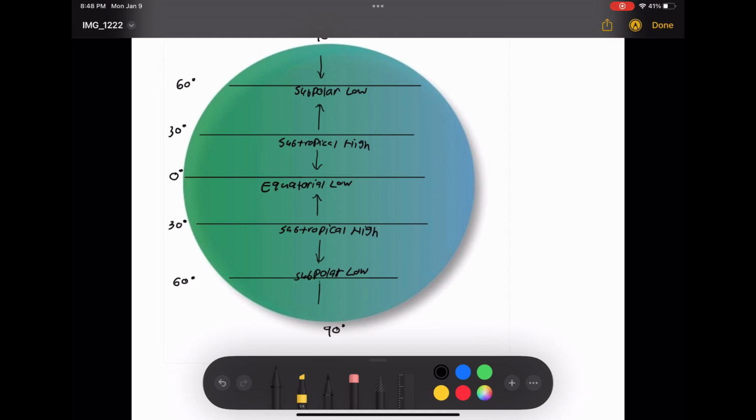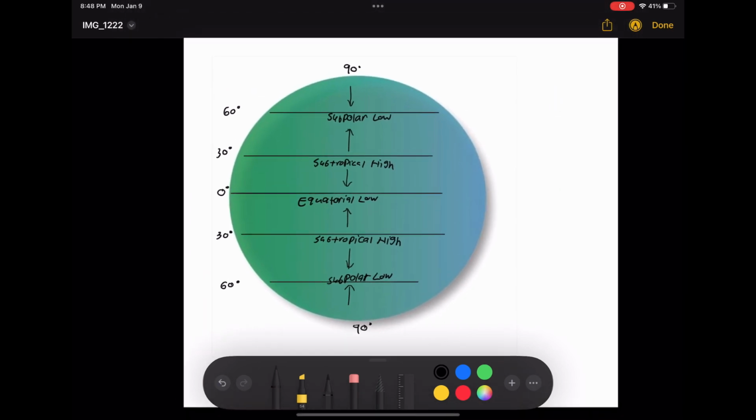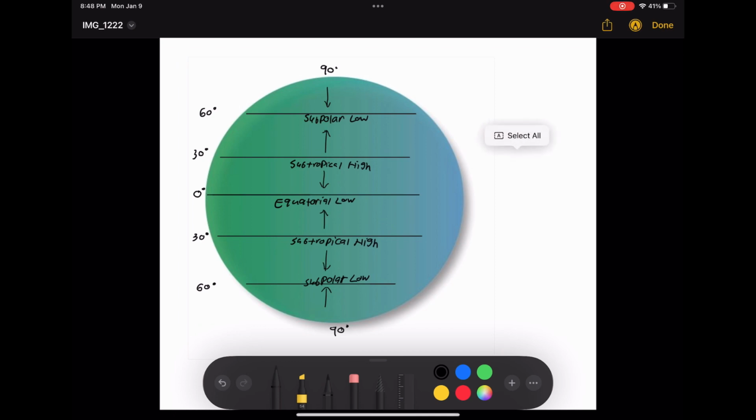As you can see here with the arrows that I have drawn, wind blows from 90 degrees to 60 degrees, and then 30 degrees to 60 degrees in the same section as the Ferrel cell. And then all air meets at the equator, blowing from 30 degrees to 0 degrees, or since no one calls it 0 degrees, to the equator.